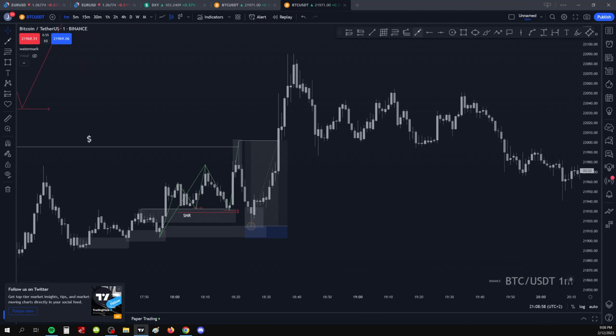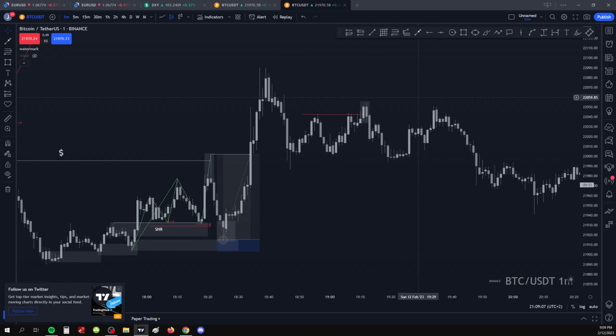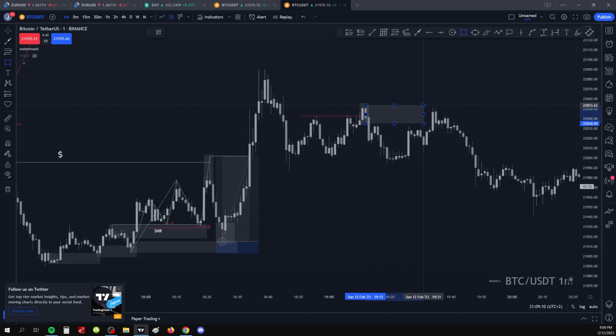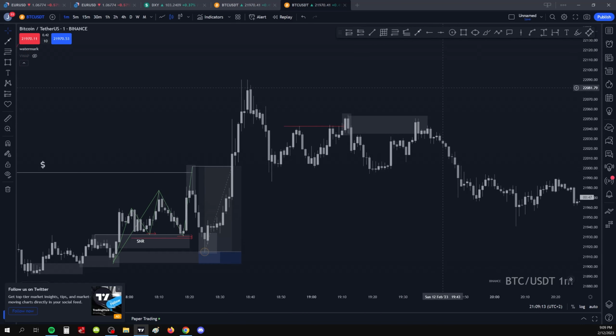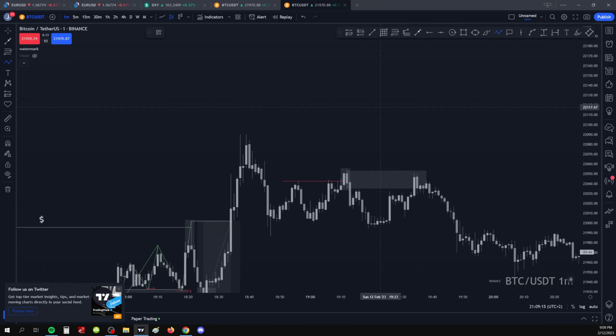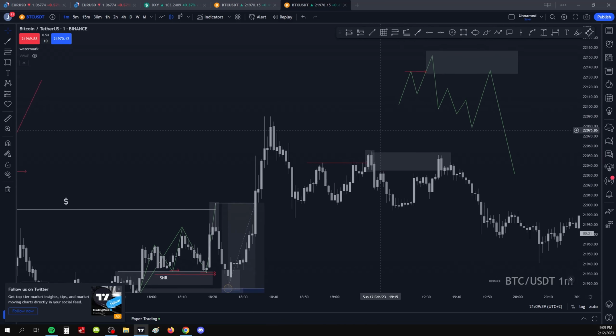Okay. Also here, we take out this, move down. We mitigate this, and we move down. So usually what happens is we take something out, we create liquidity, we mitigate that high, and we move down. We take this, we mitigate this, and we move down.